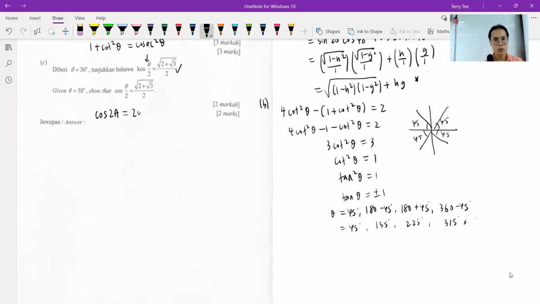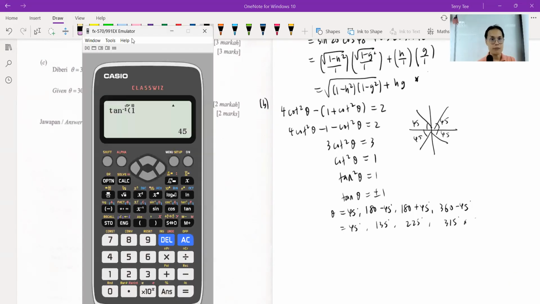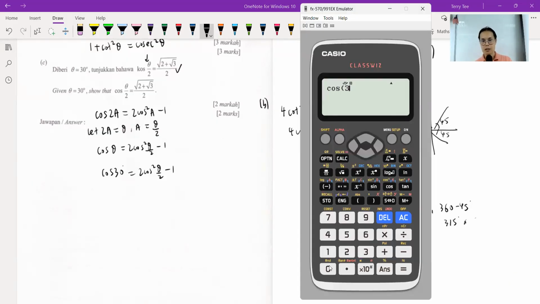So this is 2 cos squared A minus 1. Basically, we let 2A become theta. Then A is now theta over 2. My cos theta is 2 cos squared theta over 2 minus 1. They say theta is now 30, so this is cos 30 equals 2 cos squared theta over 2 minus 1. Now, cos 30 is a special angle. We can actually use a calculator and type this. Those who don't have a calculator, then you use the triangle method.